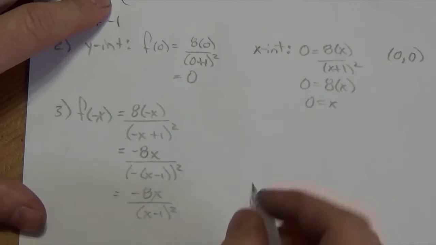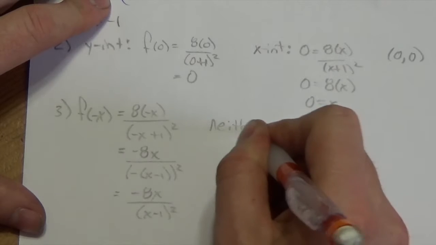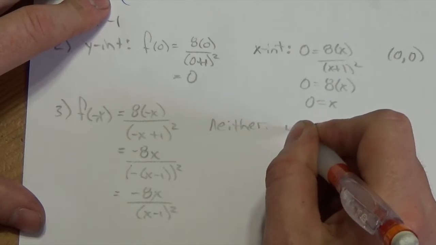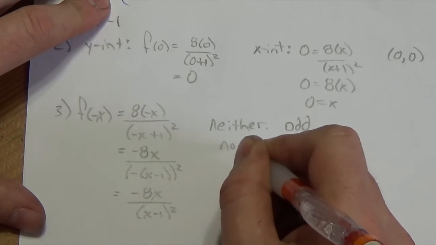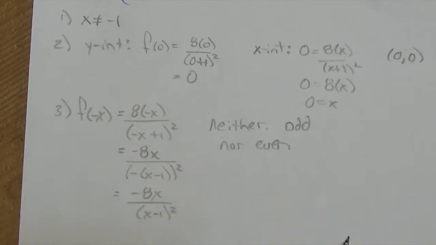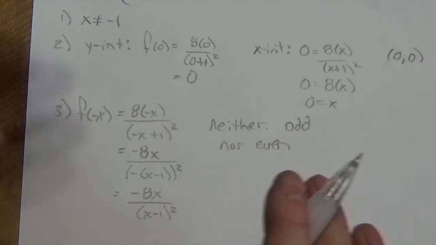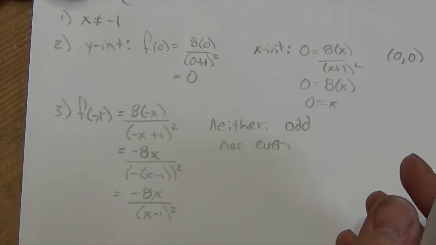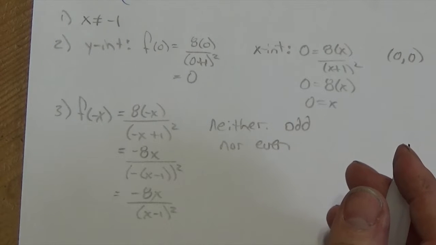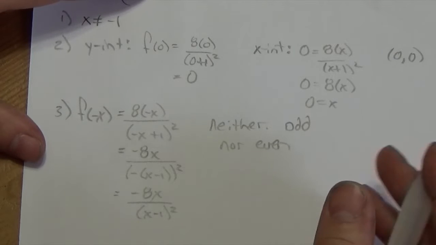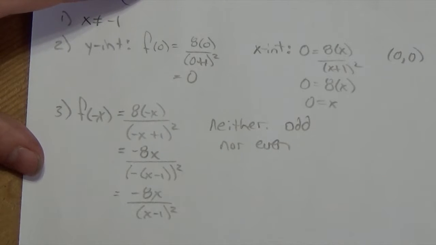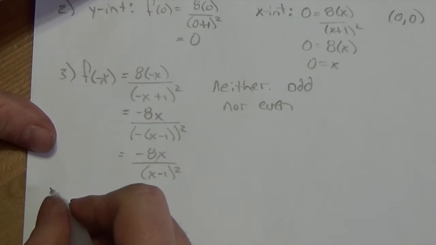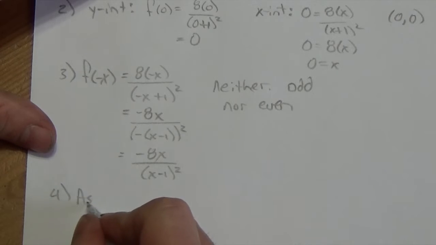So what this means is this is neither odd nor even. So it doesn't have either one of those types of symmetry that we associate with either odd or even functions. So it's not symmetrical in any significant way that I would graph, or I could make use of while I was graphing here. Okay, let's take a quick look at the asymptotes.